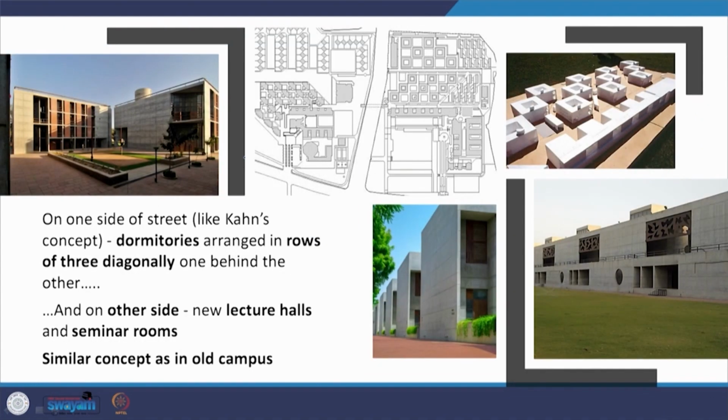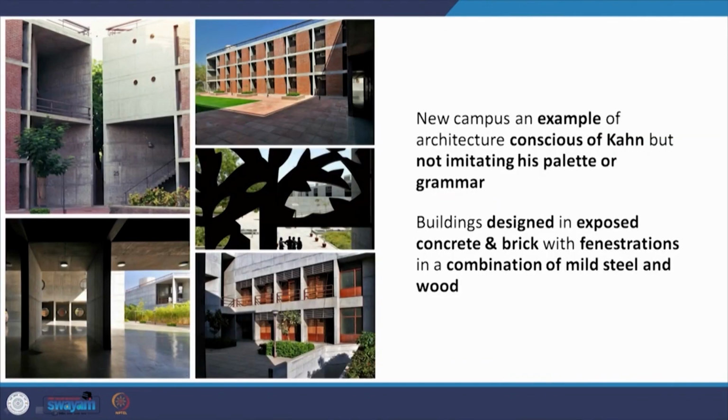On one side of the street, like in Kahn's concept, the dormitories are arranged in rows of 3 diagonally as done here, 3 diagonally, one behind the other. On the other side are the lecture theatres which are here, and so also here in the work of Kahn. So what we find is that there is this road in between, this vista, which you find in the old campus also, and this is a similar concept as in the old campus. The new campus is an example of architecture which is conscious of Kahn, but is not imitating his palette or grammar ad verbatim.